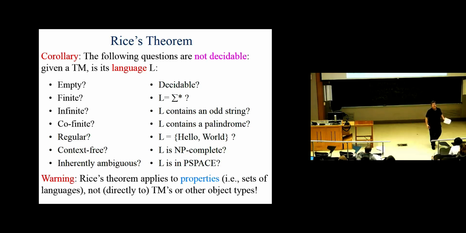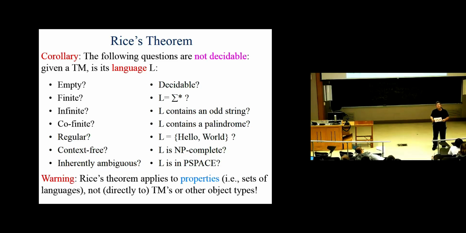Any question, any property about recognizable languages that's not trivial, and all these are not trivial because some languages are regular, others are not. Some contain a palindrome, others do not. Some are the language hello world, there's 2 words. Some are not that language, right? Most aren't. Some are NP-complete, some are not, and so on and so on. And you can make this list as long as you'd like. We already know this list contains an uncountable number of entries, not even a countable number.